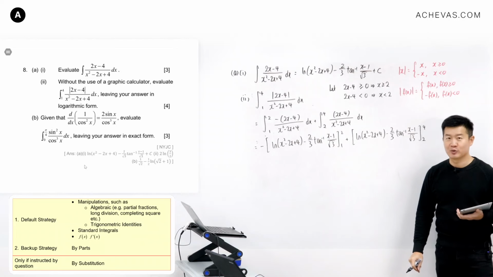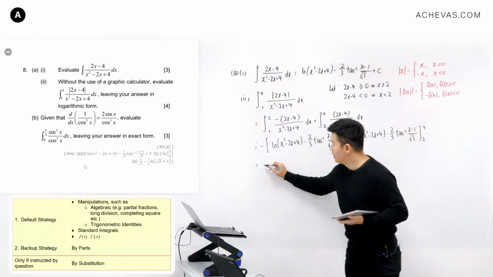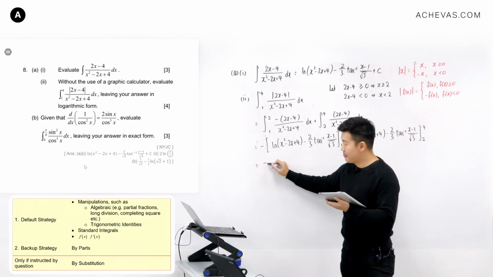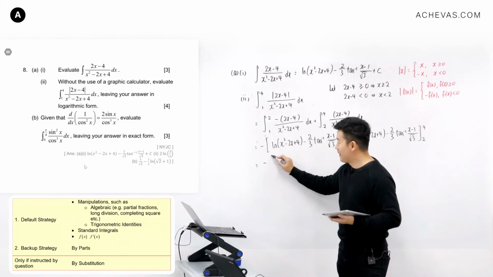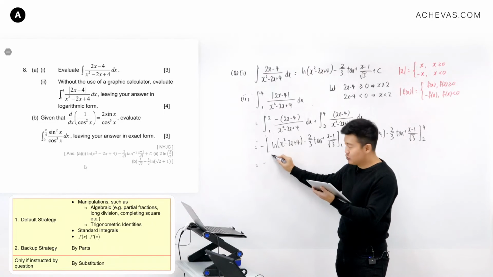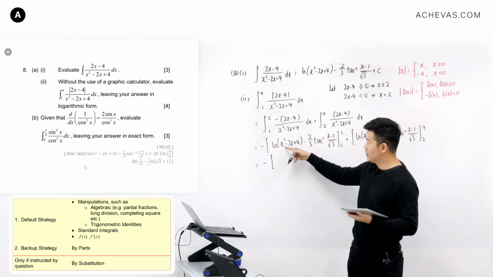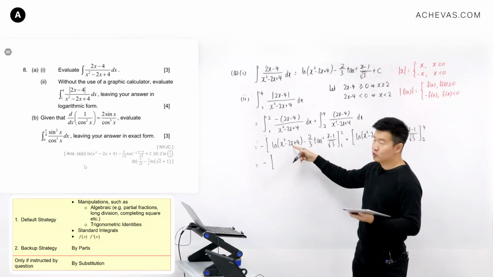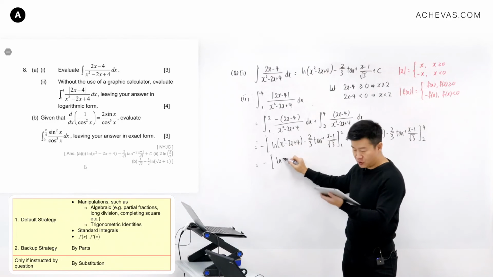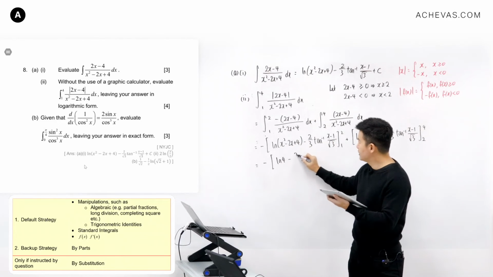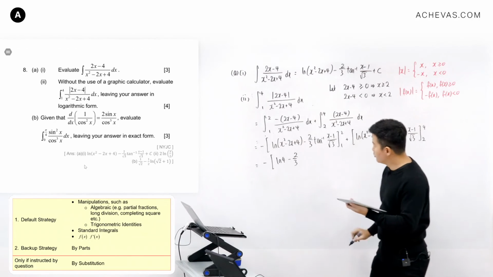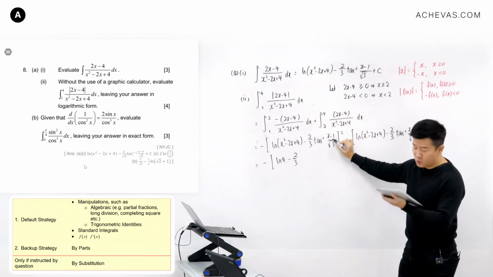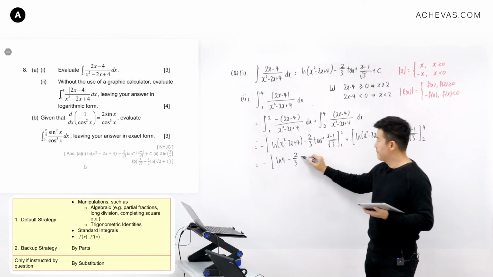And let's do the substitution. It's going to be minus of. Here, if I sub 2 in, it will be 2 squared minus 2 times 2 plus 4, which is going to be 4. So ln 4 minus 2 over 3 tangent inverse of 1 over square root of 3.